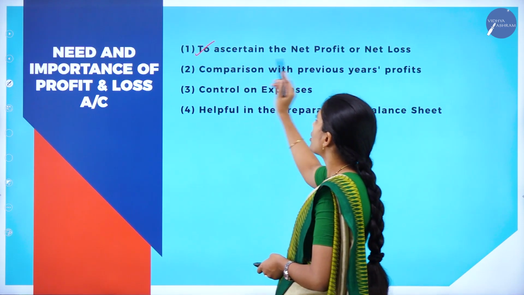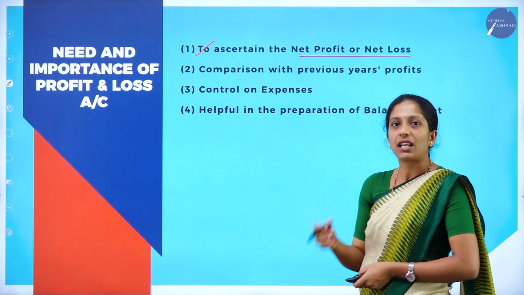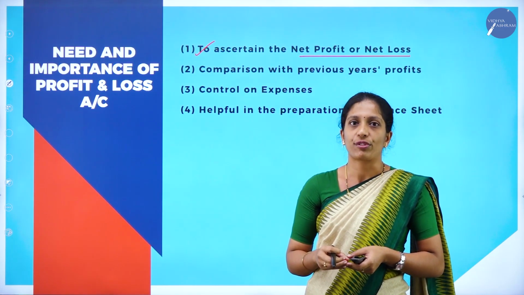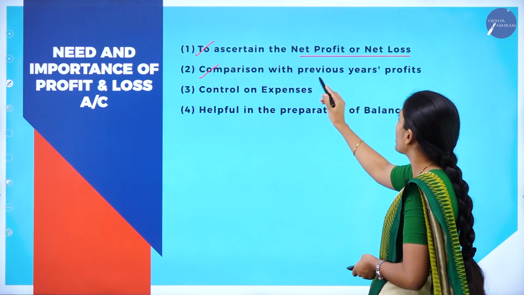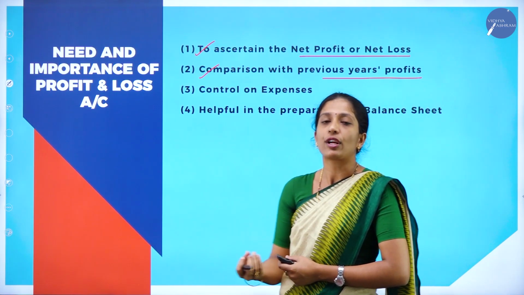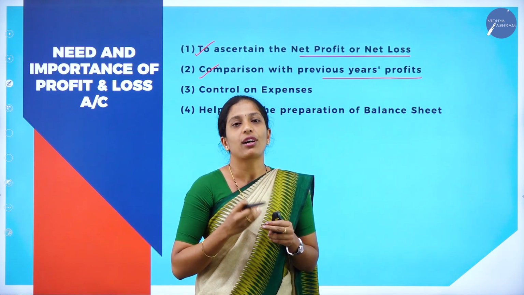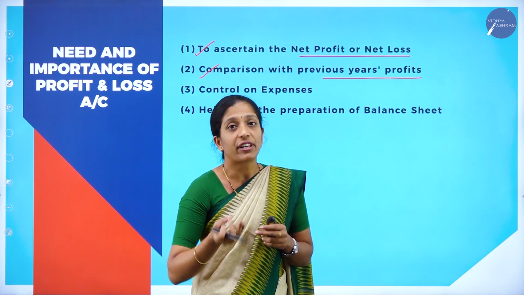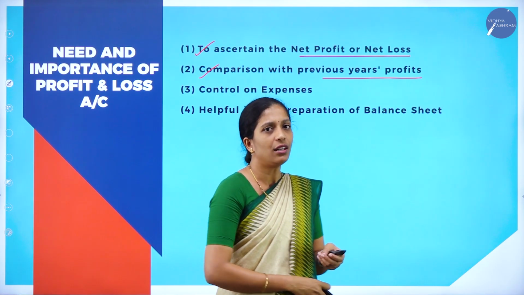So the first one is to ascertain the net profit or net loss. Already I have told you the main intention of preparing profit and loss account is to know the net profit or net loss of the business. And the second one is comparison with previous year's profit. In order to improve in the business organization, if we know the exact net profit or net loss of the business, comparison can also be made and an effective measure can be taken in order to improve the profitability of the organization.